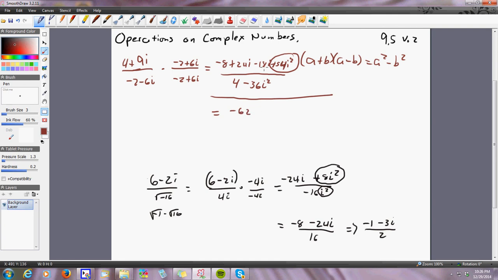This is 24i minus 18i, which is a positive 6i. And then down here I get 4 minus 36i squared, but this i squared becomes a negative 1, and that's going to become a positive, so it's going to be 4 plus 36, which is 40. I can divide everything by 2, and I get negative 31 plus 3i over 20. Wow. Love it. Enjoy.